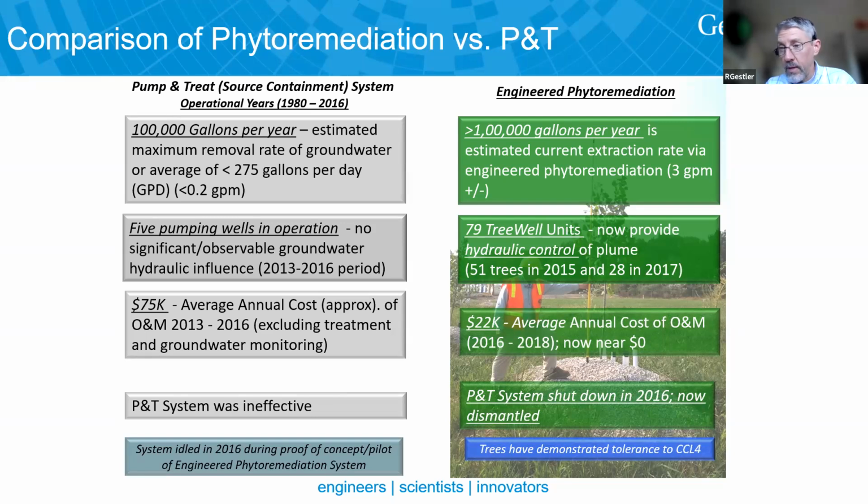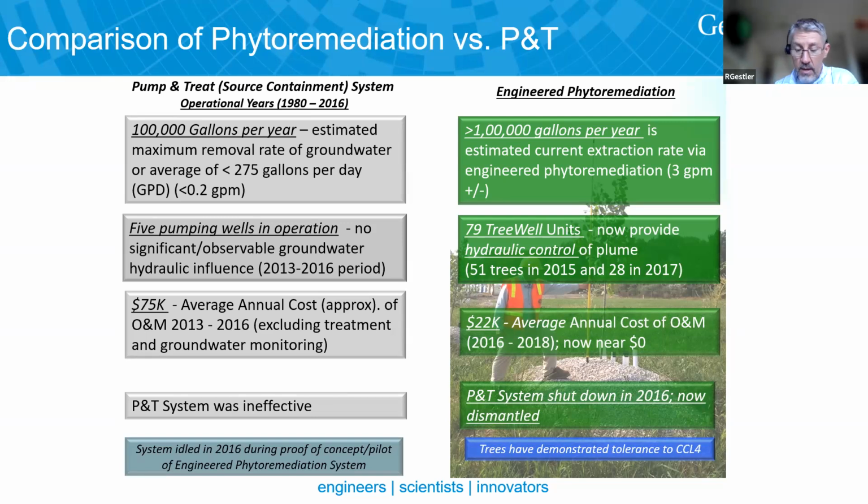Cost savings: it was averaging about $75,000 a year in O&M costs for the old pump and treat system, whereas during our first couple of years of establishment, we averaged about $22,000 for the phytosystem. Now it's about zero. Essentially, once the system's established, we're doing nothing. So basically, we replaced an ineffective pump and treat system with our 79 trees.